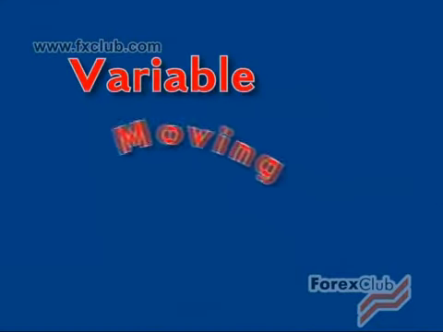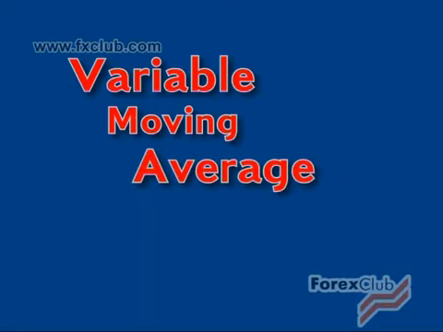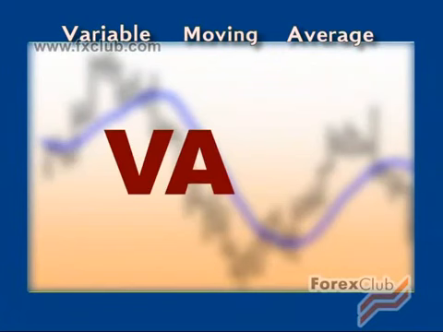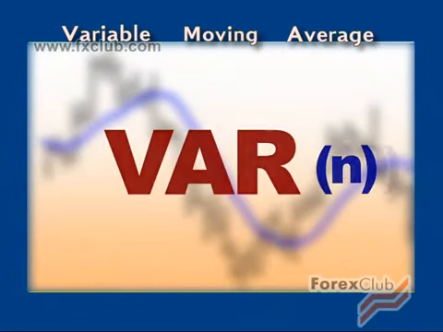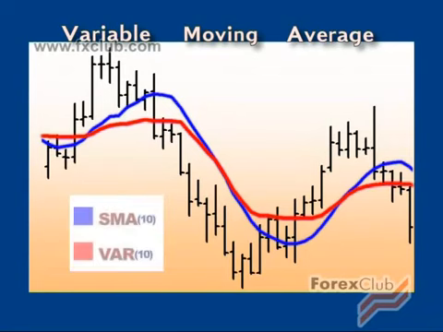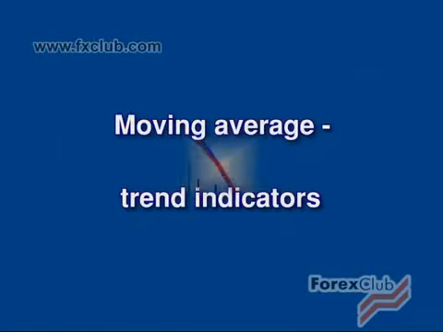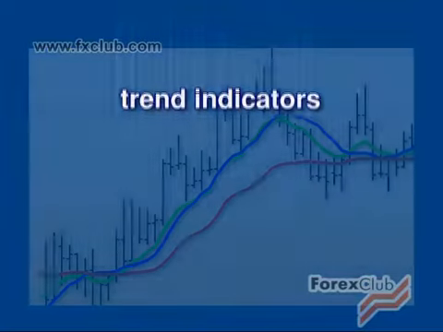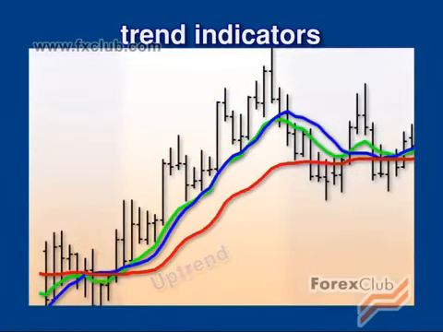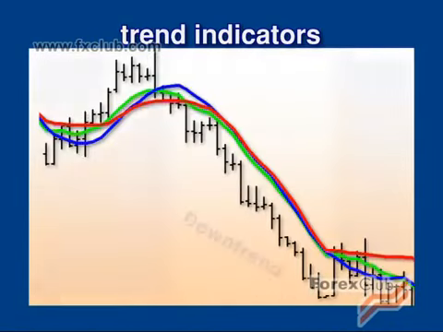In addition to simple and exponential moving averages, the variable moving average, or VAR, is quite widely used. As we can see, this moving average is slower than simple moving average. You could well be wondering what it's for. Well, as you'll remember, moving averages were designed as trend indicators. When the price is above the moving average, we have an uptrend, and when the price is below the average, it's a downtrend.